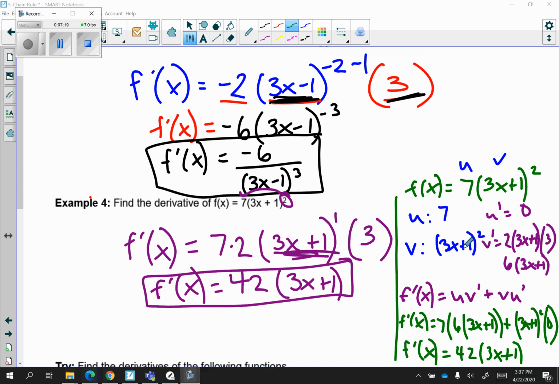Then I use the product rule formula. So I multiply u times v prime plus v times u prime. And because I'm multiplying by 0 here, that means this would entirely go away, and I'm left with 7 times 6 times 3x plus 1, which does in fact give me 42 times 3x plus 1. So either way you see it, you're still going to get the same answer.